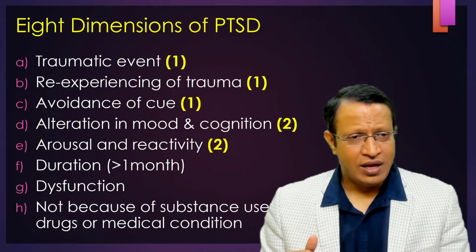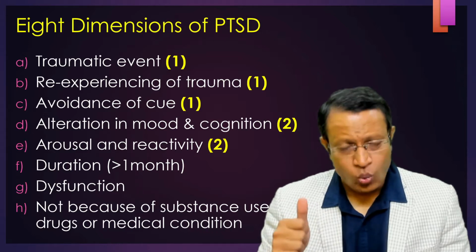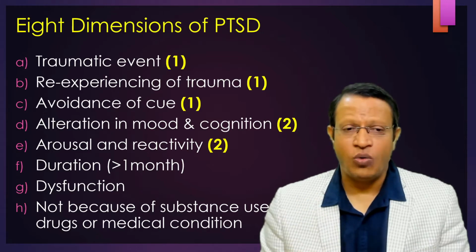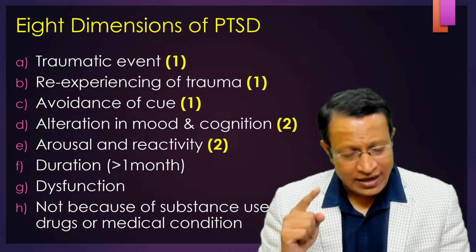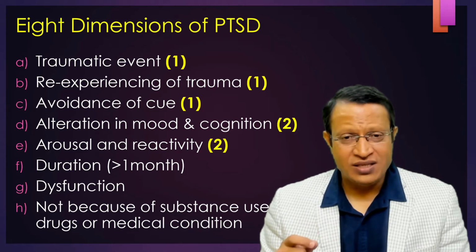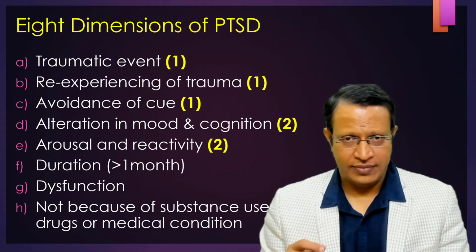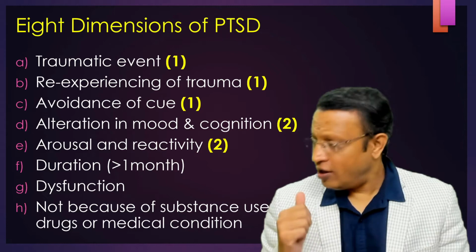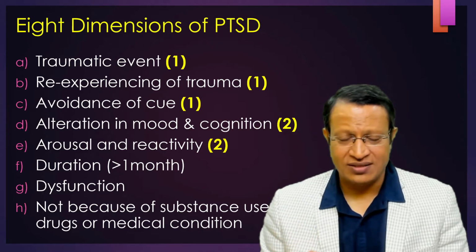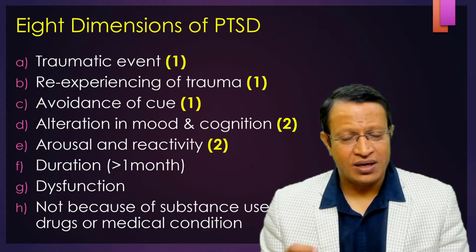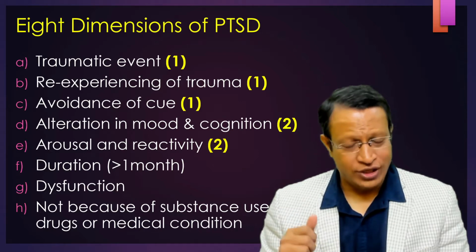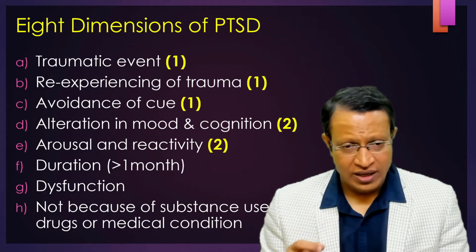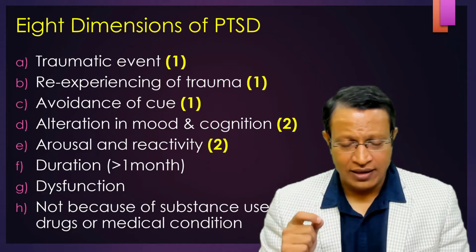However, regarding A, traumatic event, 1 symptom is required. With regard to re-experiencing of the trauma, at least 1 symptom is required. With regard to avoidance of the cue, at least 1 symptom is required. That is, 1 symptom is required from each of A, B, C. Along with that, alteration in mood and cognition, 2 symptoms are required. Along with arousal and reactivity, 2 symptoms are required. That means the number of symptoms required is 7. Along with duration being 1 month, along with the requirement of dysfunction, and it should not be because of substance use, drugs or medical conditions.